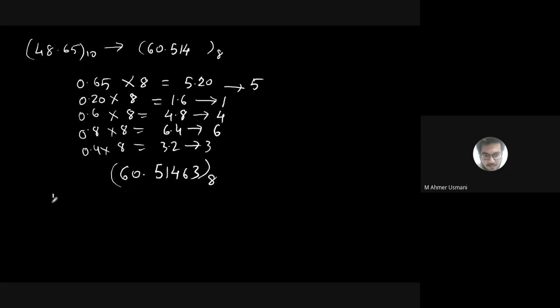Now we need to convert 48.65, which is a decimal number, into hexadecimal. Tell me the answer for this. 40.866. Is this what you got, everybody? Anybody got a different answer for this?